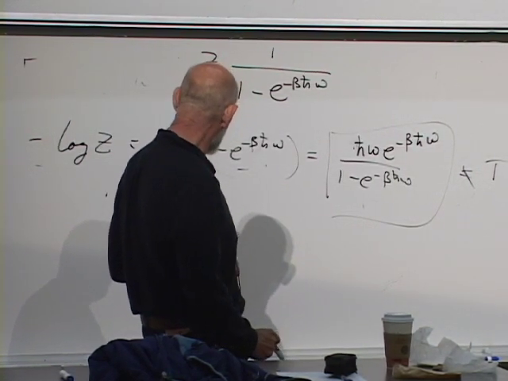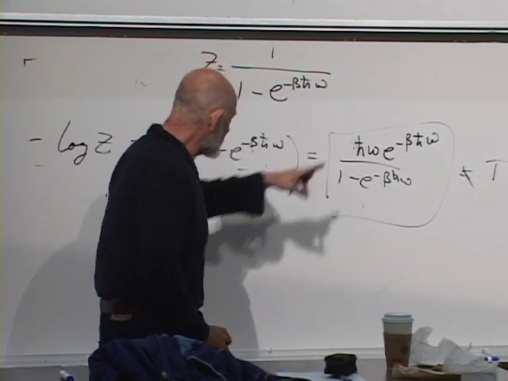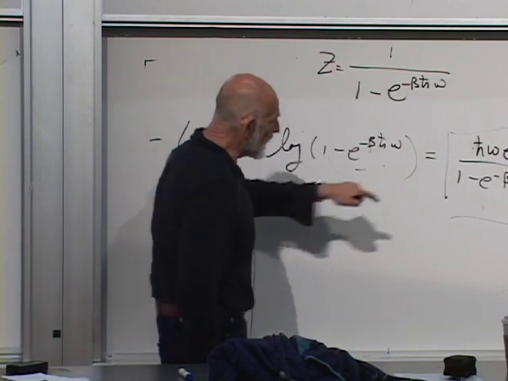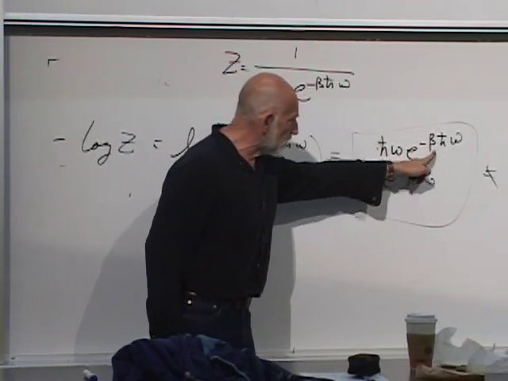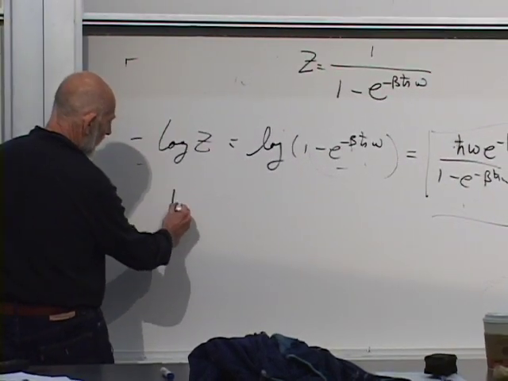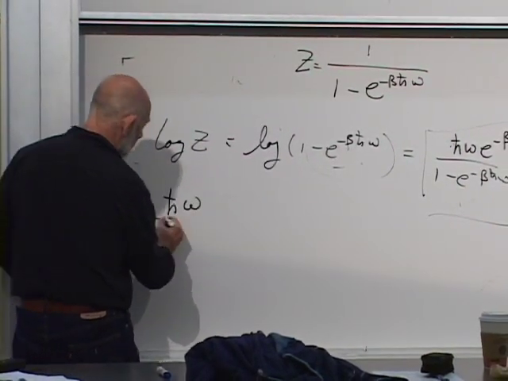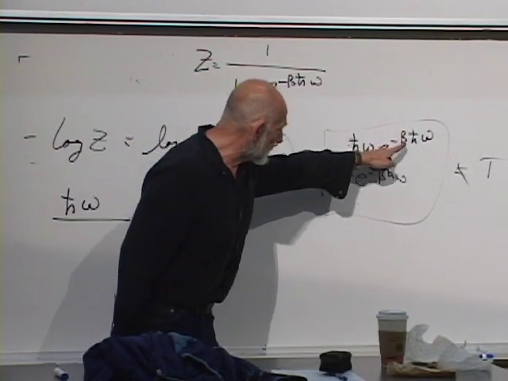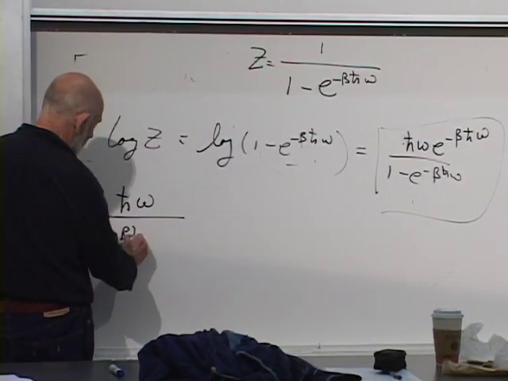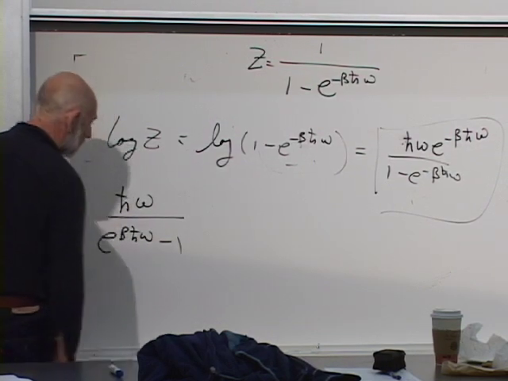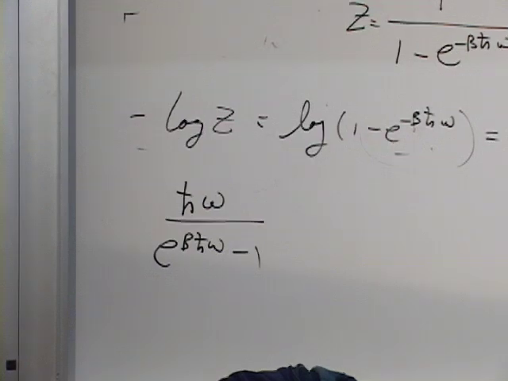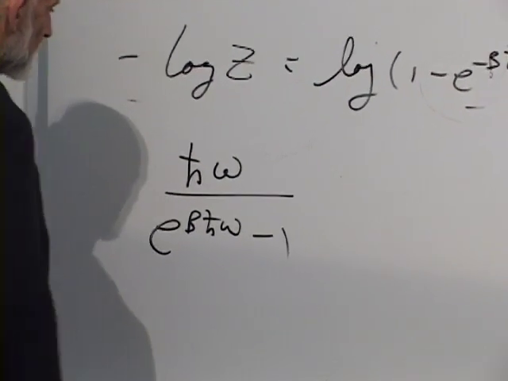No beta in the numerator. Incidentally, I can write this a little neater. Multiply the top and the bottom by e to the plus beta h bar omega. That'll turn into something a little bit simpler. If I multiply by e to the plus beta h bar omega, this one will go away, and I'll get e to the beta h bar omega minus 1. That's a little neater.